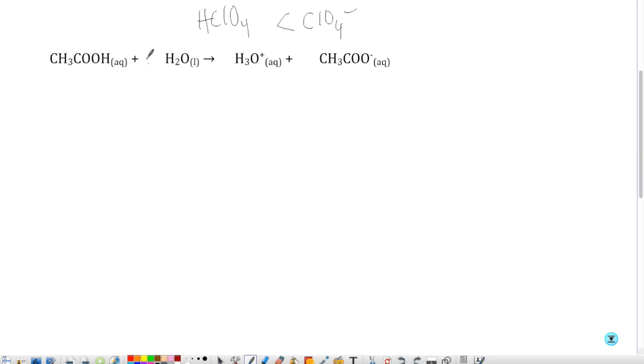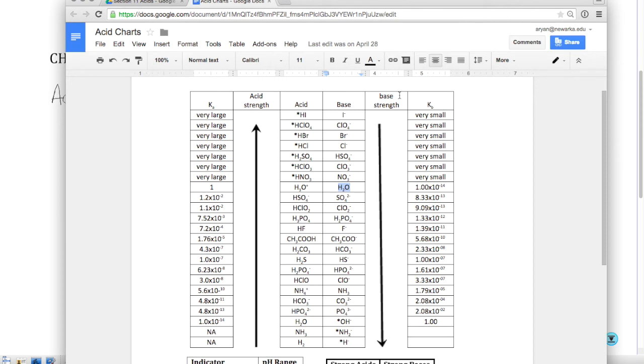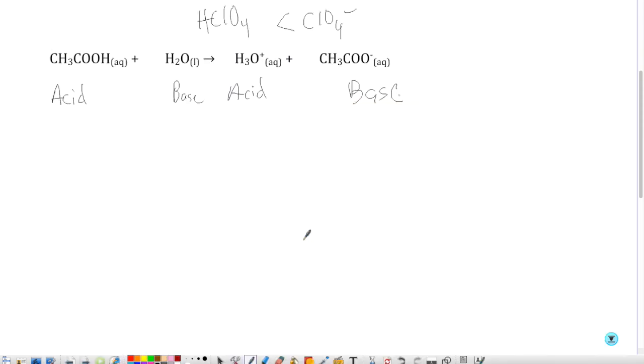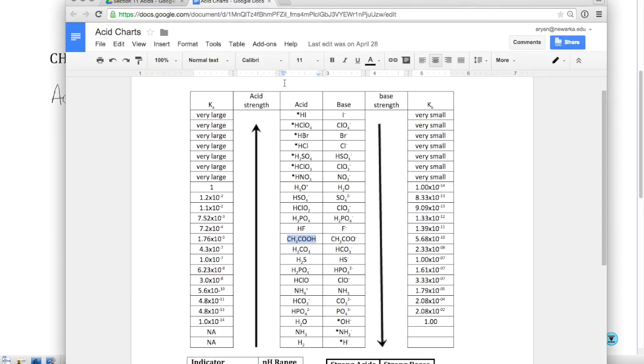All right, so I have acetic acid and water, hydronium, and acetate ion. So this is an acid, this is a base, this is an acid, this is a base. All right, so what's my strongest acid? Acetic acid or hydronium ion? Well, here's hydronium. Okay, oh, there's acetic acid all the way down there. So hydronium ion is actually the stronger of the two acids. Okay, and acetate is going to be a stronger base than water.